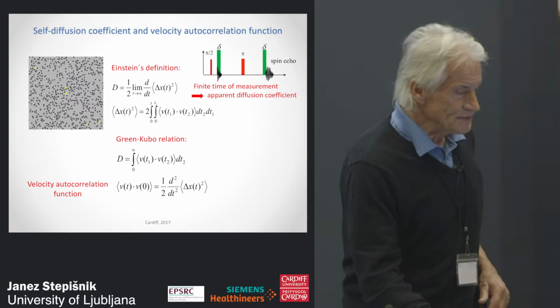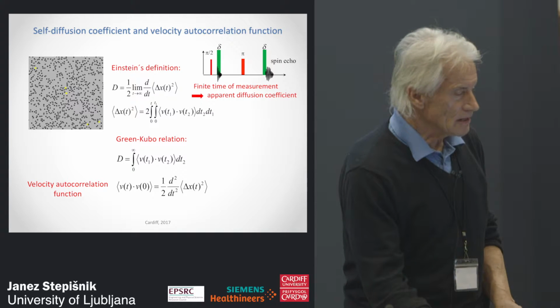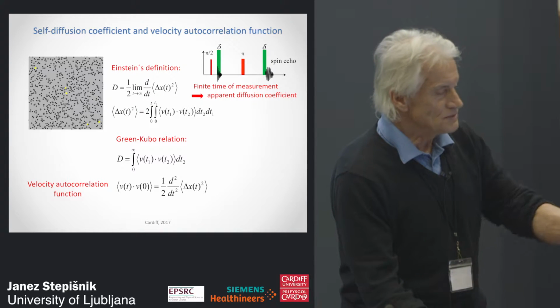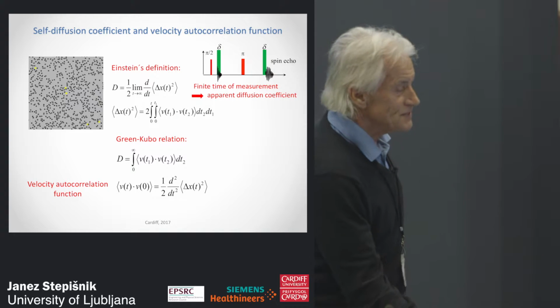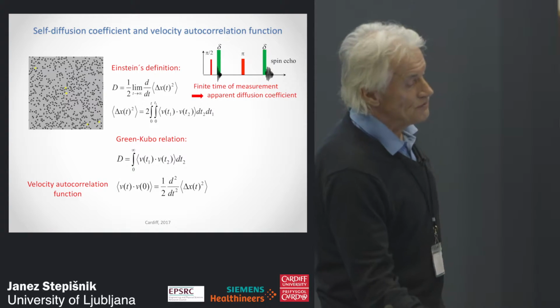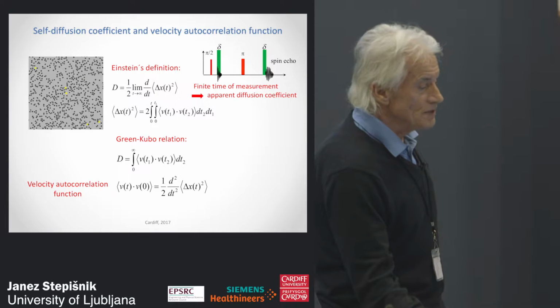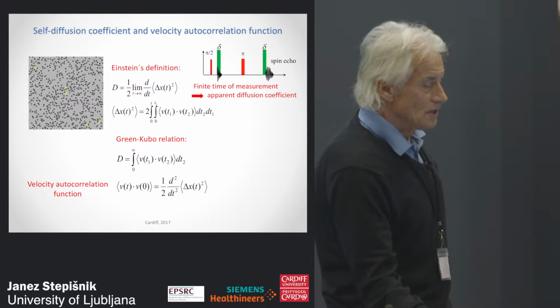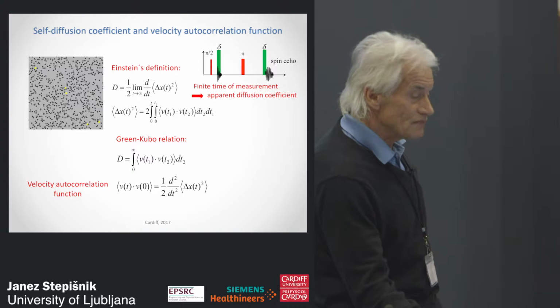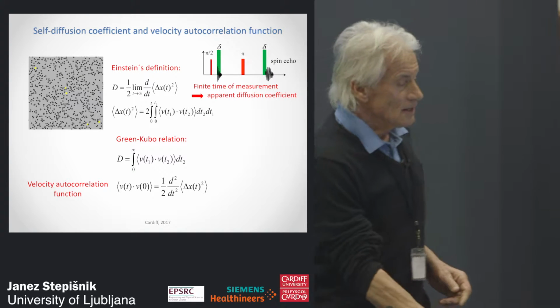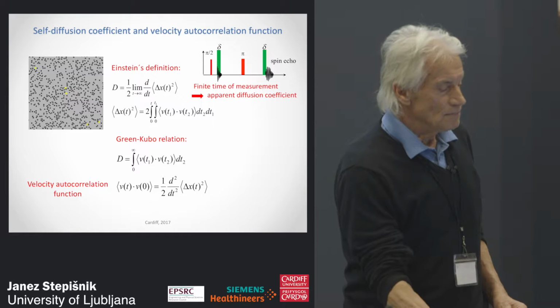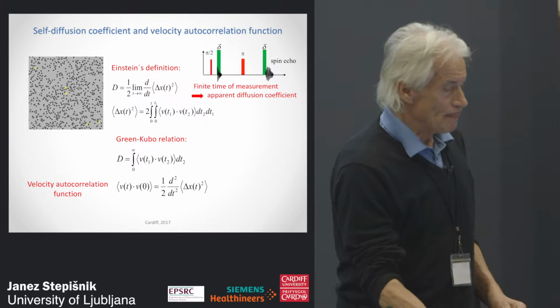But these two equations can give another definition. You just simply put it here. You get that the diffusion constant is just the integral of the velocity correlation function from 0 to infinity. It's the Green-Kubo relation. And the velocity correlation function is this function that we can get simply from the second derivative of the mean square displacement in time.